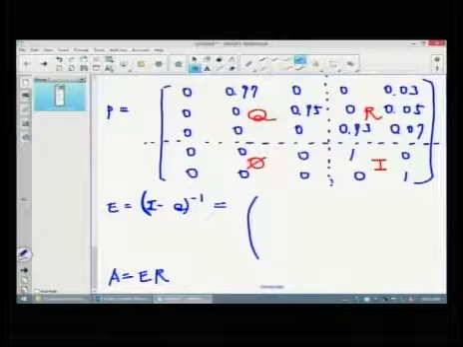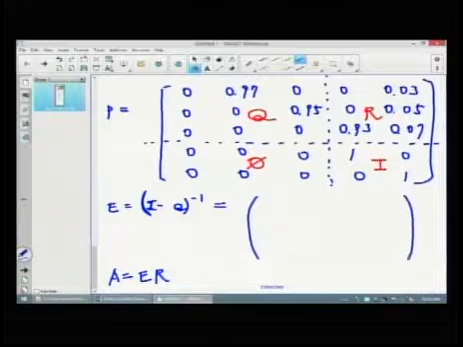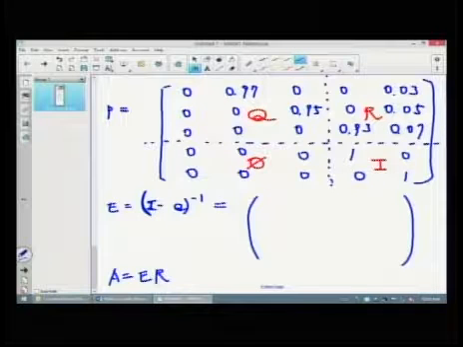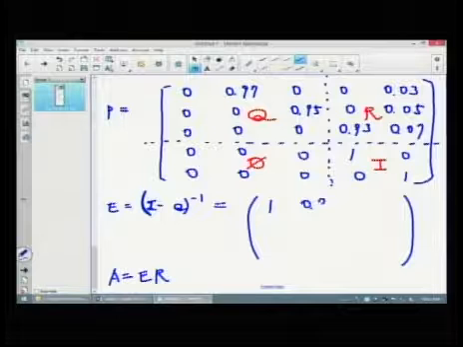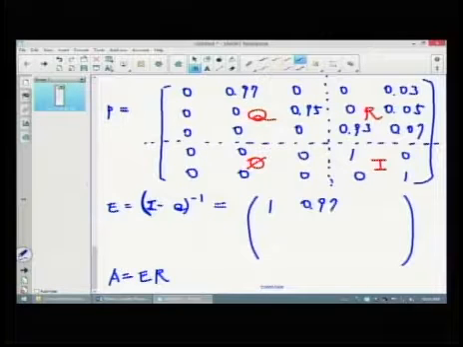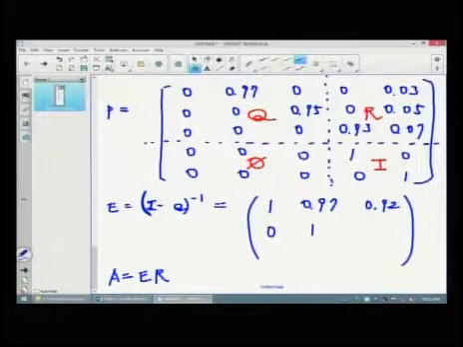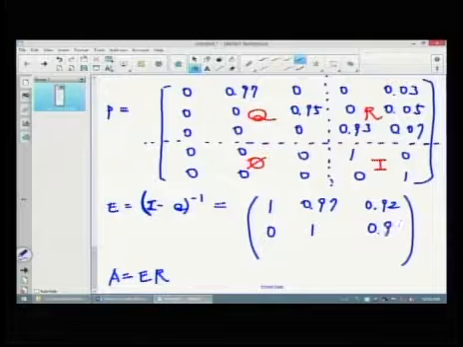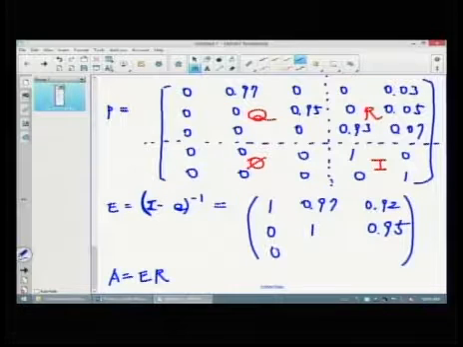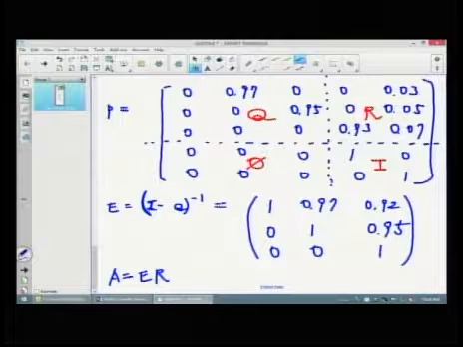So do you have this value? 1. 0.97, 0.92, 0, 1, 0.95, 0, and 1. Okay, then do you have the A matrix as well?